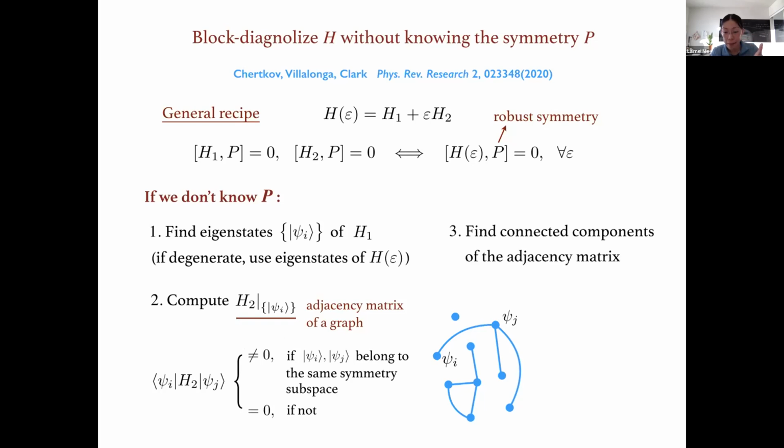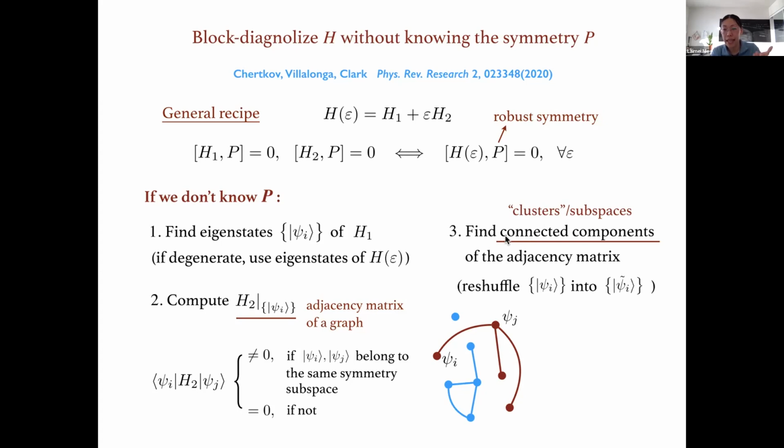So the next step is to find the connected components of this adjacency matrix, or equivalently, find the connected clusters or symmetry subspaces, which is, for instance, in this graph, those 4 points are connected, meaning that those states represented by those 4 points will be living in the same subspace of symmetry P. And how to find the connected components of an adjacency matrix? Well, that is a very well-solved, well-known problem in graph theory, numerical graph theory. So there is an algorithm doing that.